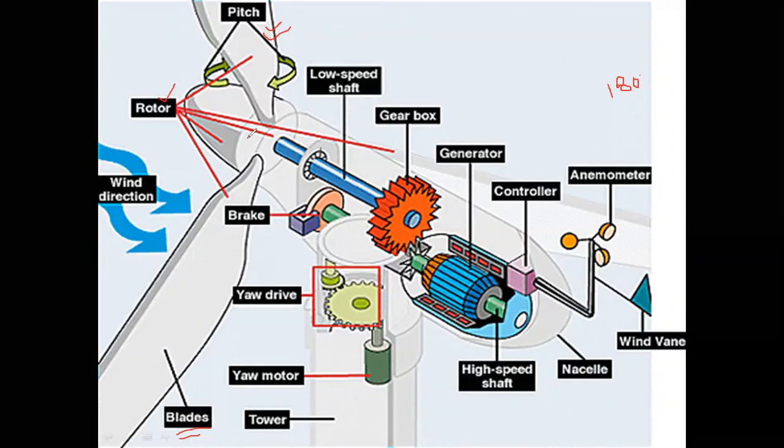The blade is attached to the hub and the rotor. All parts are attached to the hub. Now the anemometer is used to measure the wind speed.